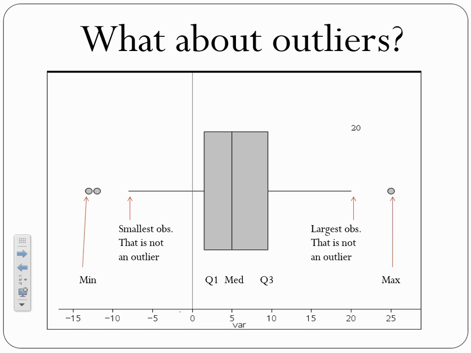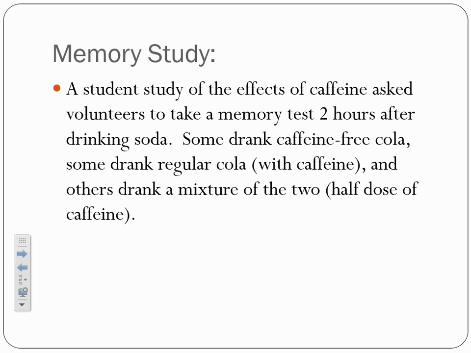But the big thing to realize here is that the whiskers are going to end at observations within the data set, not at the bounds. Right? And then one other thing to think about with box and whisker plots.